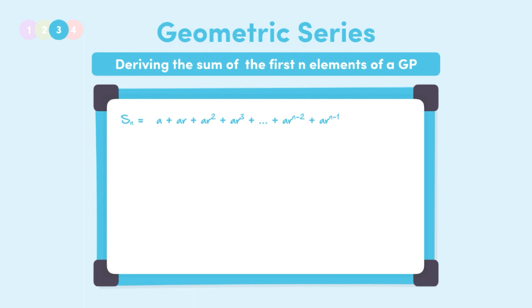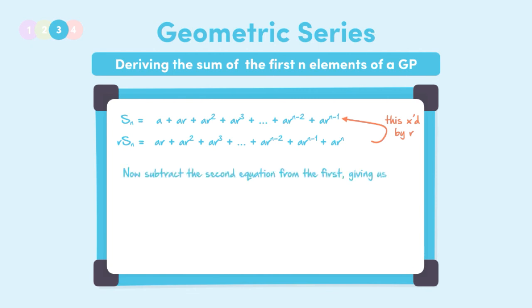We're going to take S, and we're going to multiply it by R. So RS is equal to AR plus AR squared, and so on, plus AR to the power of n minus 1 plus AR to the n. And now what we do is we subtract the second expression from the first expression. So the left-hand side is S minus RS.